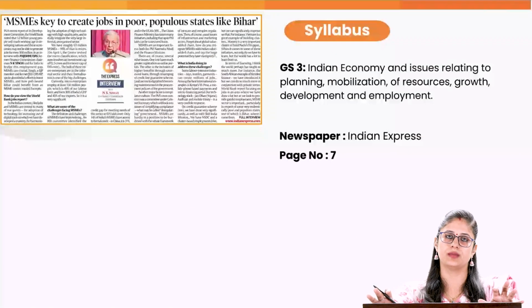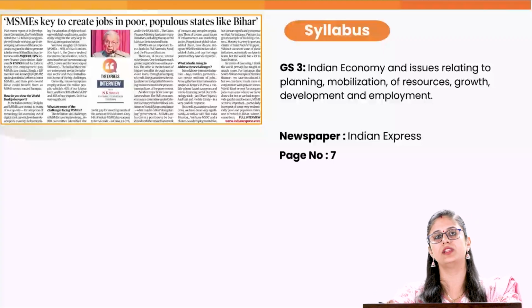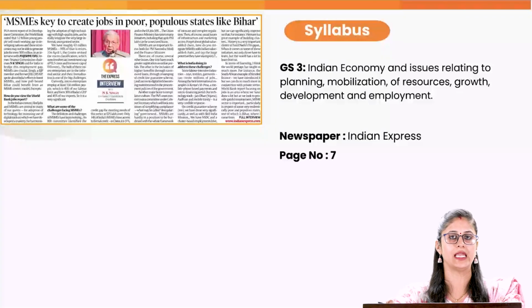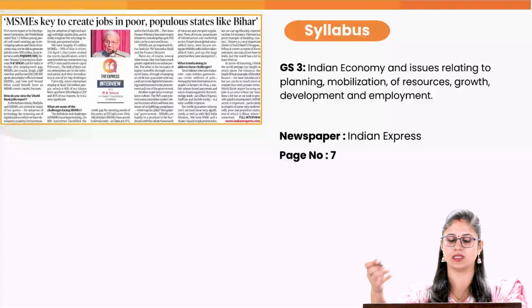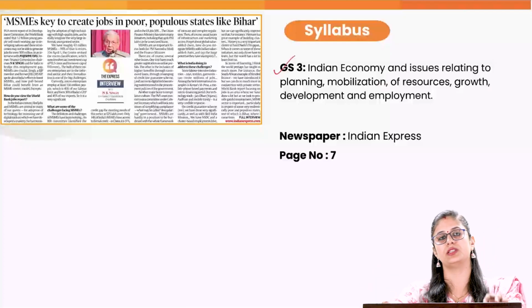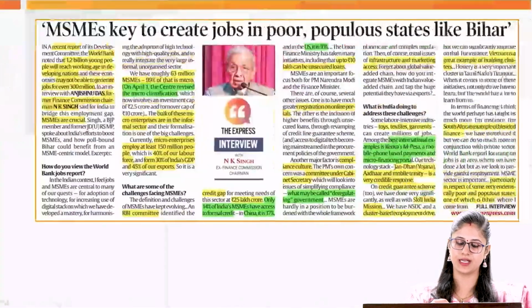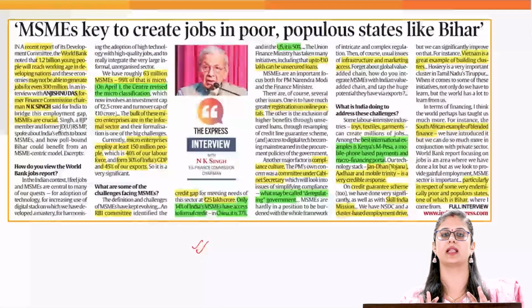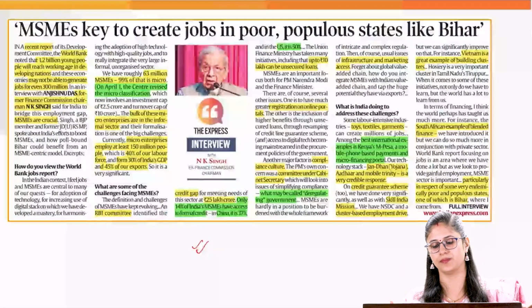Now, moving on to the simplified section, an interview with the former Finance Commission Chairman N.K. Singh has appeared with respect to the MSME sector in the Indian Express. This particular topic is relevant from a GS Paper 3 perspective. Whatever is relevant I have highlighted, but we'll be understanding this particular issue in a simplified manner.